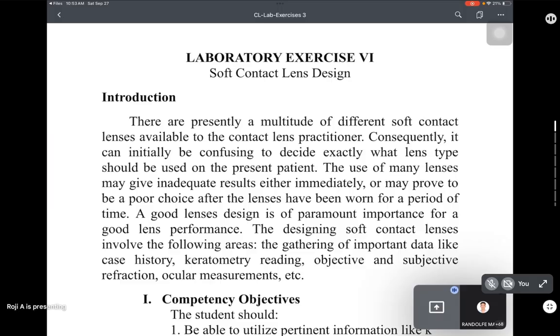That's why, as written here, a good lens design is of paramount importance for good lens performance. So the better the lens design, the better the fit, the better the feel. Do they differ? Of course. It's just like saying, from a Toyota to Mitsubishi to Rolls Royce. They may all be cars, but they don't have the same feel when you drive them.